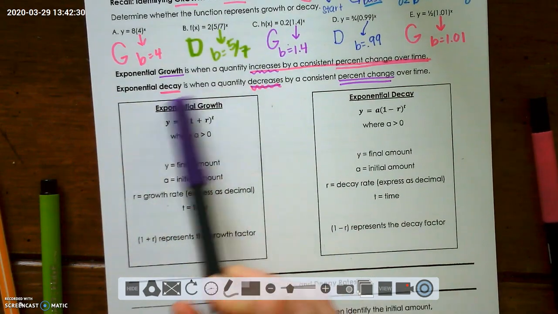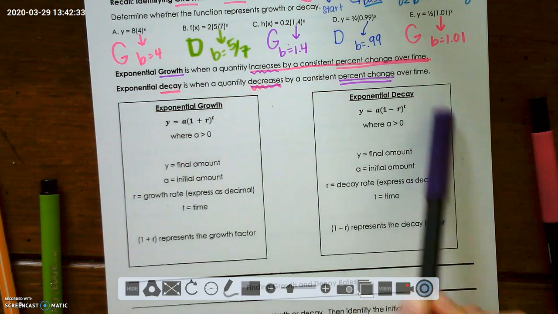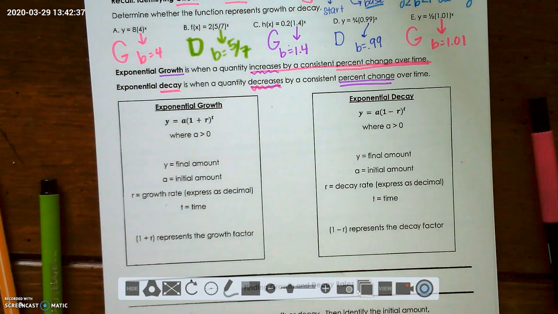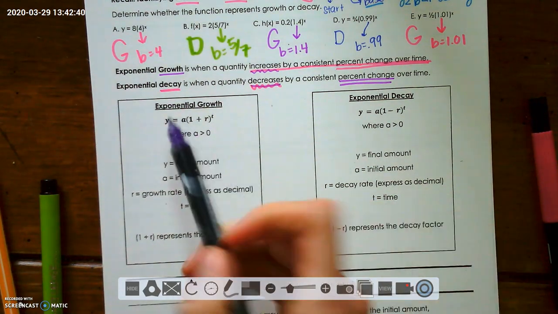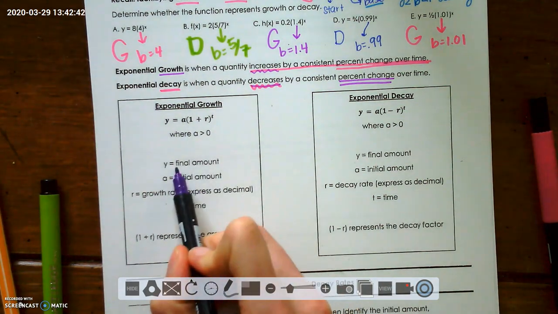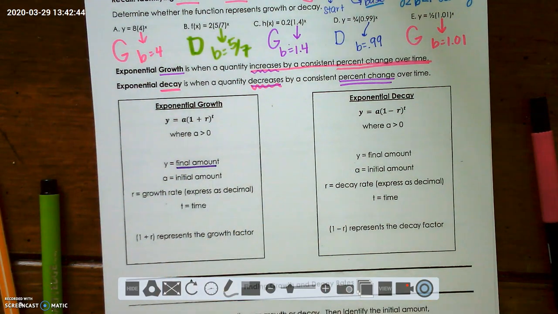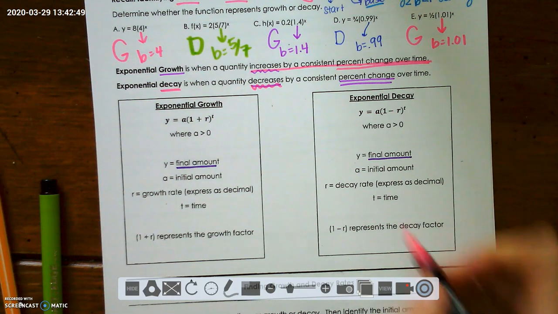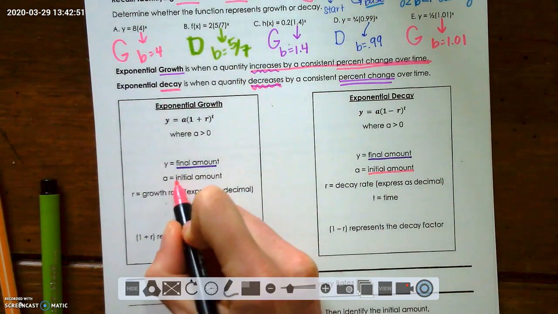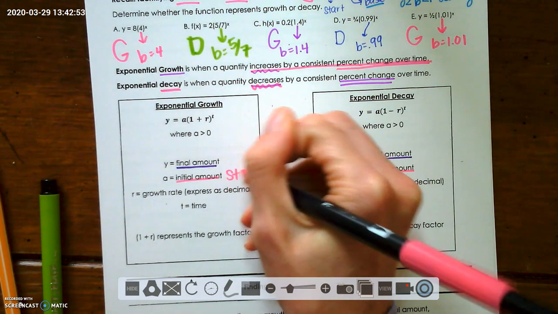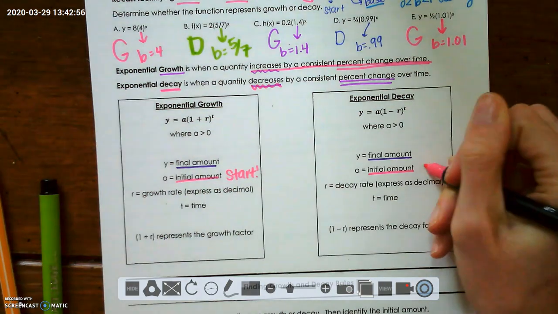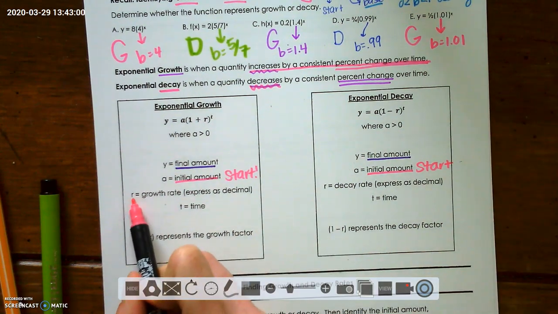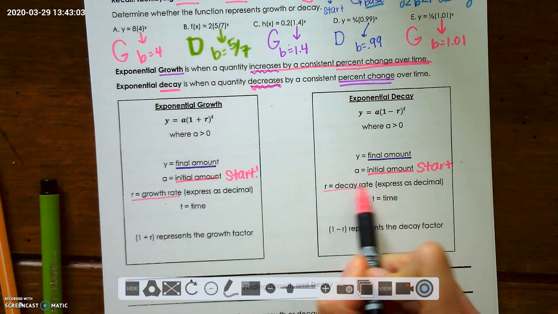All right, so we're actually going to start building our own growth and decay models. This is the model that we'll use for exponential growth, and this is the model that we'll use for exponential decay. A has to be greater than 0. So y is your final amount. This is usually what we're solving for, and that's the same for both. A is the initial amount, so this is how much you start with. All right, R is either your growth rate or your decay rate.